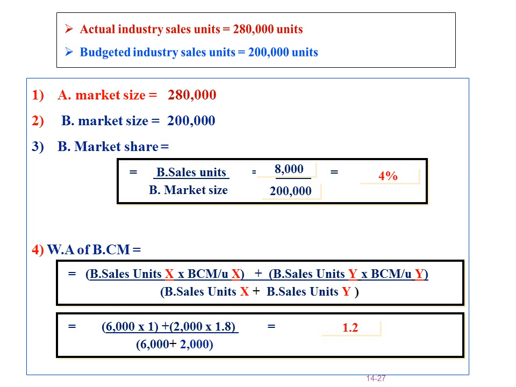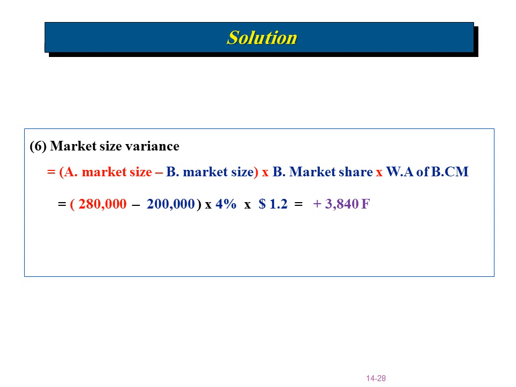If I have actual market size, budgeted market share, and my weighted average, I can calculate the market size variance. Again, I can calculate the market size variance. My market size variance here will equal only one amount, positive 3,840, favorable. Again, favorable.